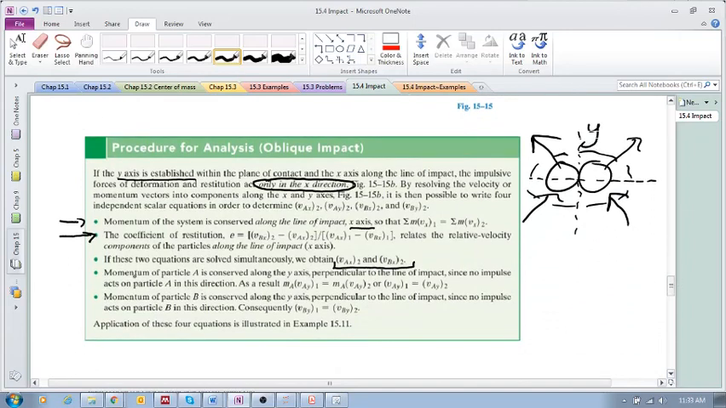Okay? So momentum of particle A is conserved. Momentum of particle B is conserved. The velocity of A in the y direction stays the same. The velocity of B in the y direction stays the same. Okay? So make sure that you understand this little green paragraph. Make sure you understand that we're going to apply these in the next video.